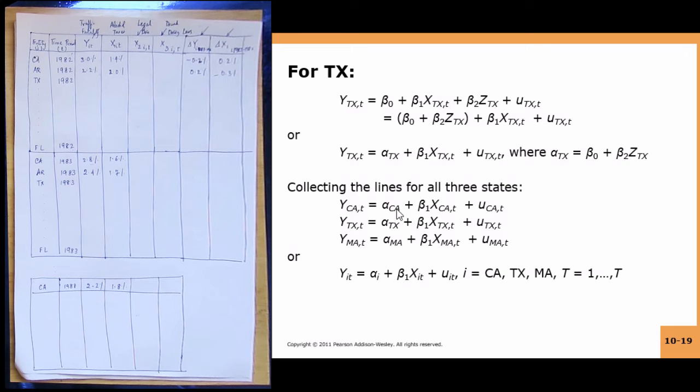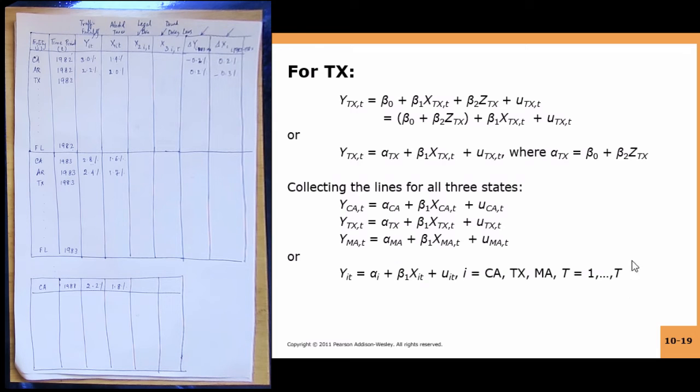Now you do a similar thing for Massachusetts. I forgot to say right at the beginning that we are considering only 3 states, to simplify the discussion. So Y_California,t is equal to alpha_California plus beta 1 X_California,t plus u_California,t. Similarly for Texas you have alpha_Texas, and for Massachusetts you have alpha_Massachusetts.